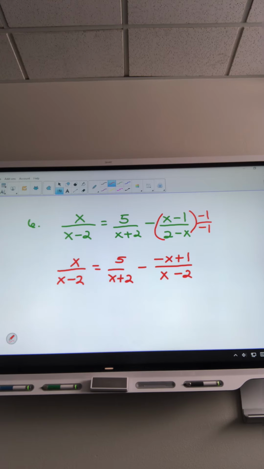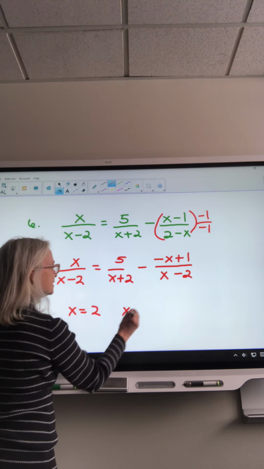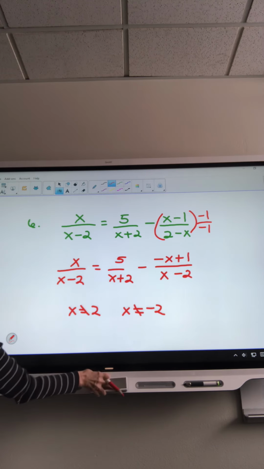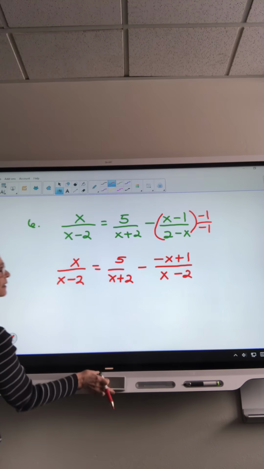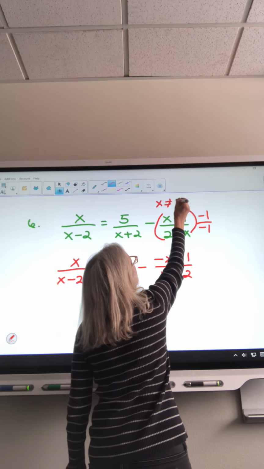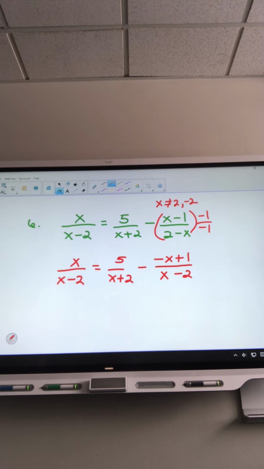So now I'm going to look at the denominators because I want to know what x cannot equal. And so by looking at those three denominators, I realize that x cannot equal a positive 2 and x cannot equal a -2. Okay, so I'll keep that in my mind and I'll maybe write that up over here where it's out of the way. Okay, so our common denominator is going to be a double denominator. It's going to be x minus 2 and x plus 2.